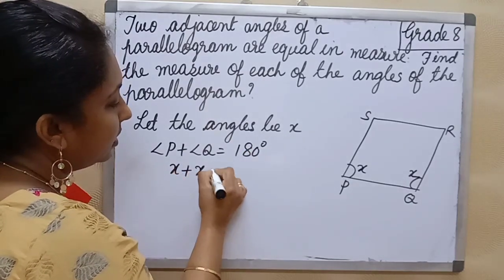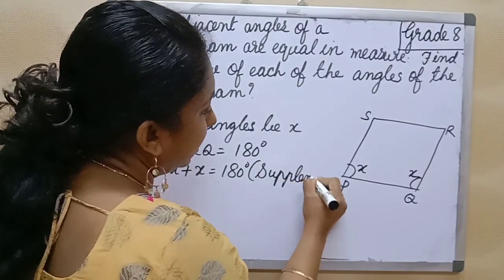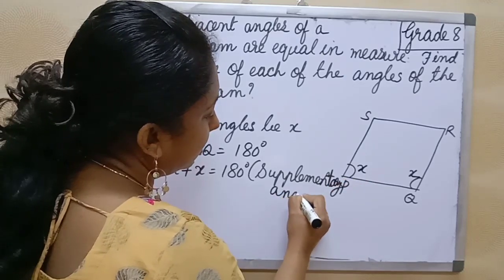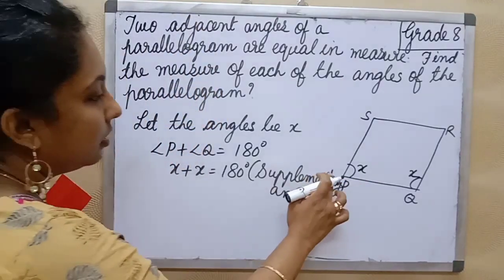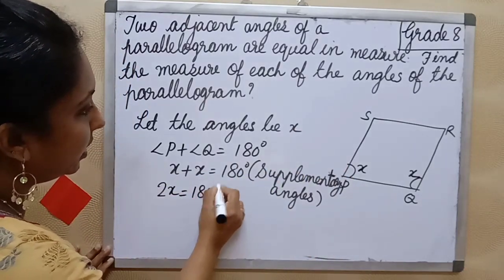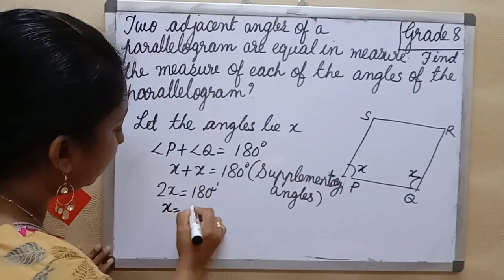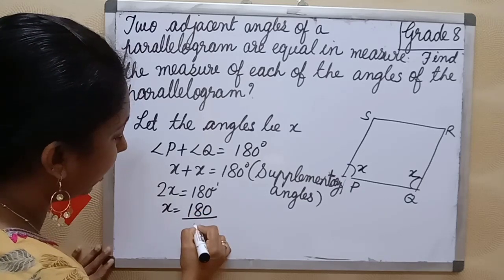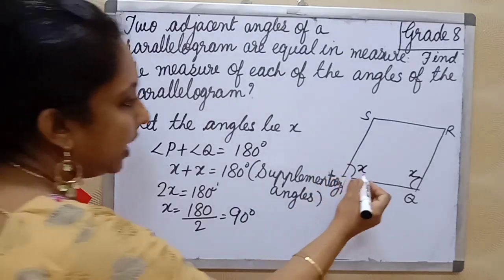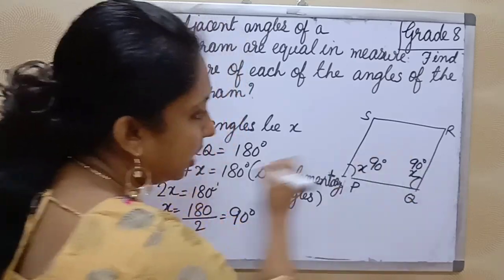X plus x is equal to 180 degrees, as they are supplementary angles. That is, 2x is equal to 180 degrees. Then x is equal to 180 divided by 2, that is 90 degrees. So x we got is 90 degrees. So here 90 degrees, and the next adjacent angle is also 90 degrees.